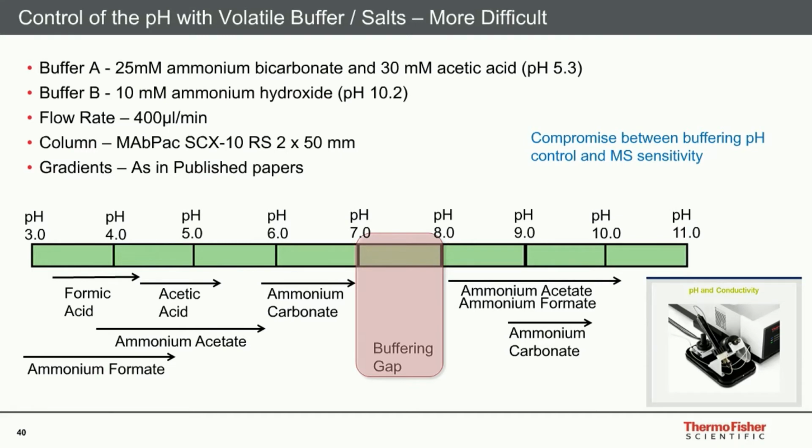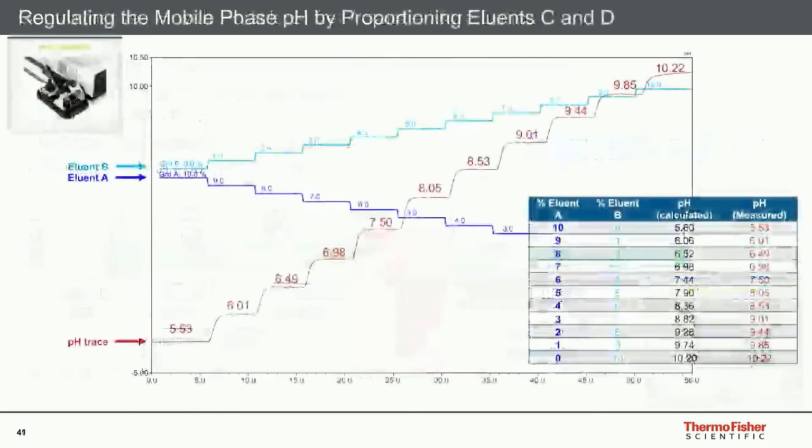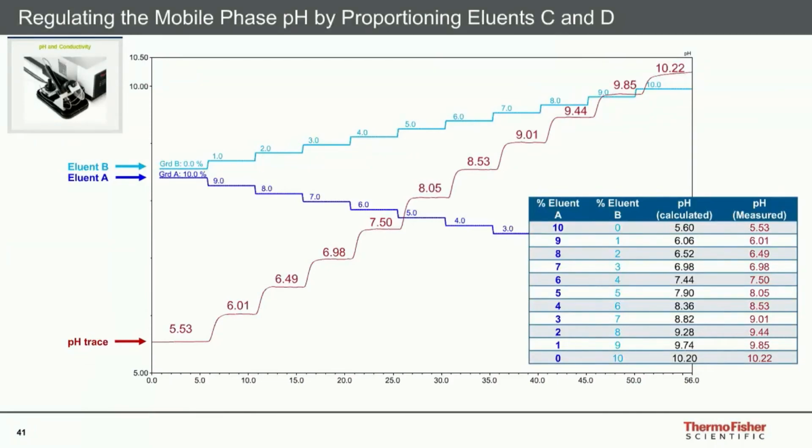When we look at salt gradients, they can also be used to create a pH gradient, as shown here, but these are non-volatile salts. We can nicely create a pH trace that is going in steps, just to show you that the calculated and the measured pH really nicely match. That's shown in the little table in the right columns. So the calculation and the measurement work perfectly well, and a very nice pH trace can be obtained.